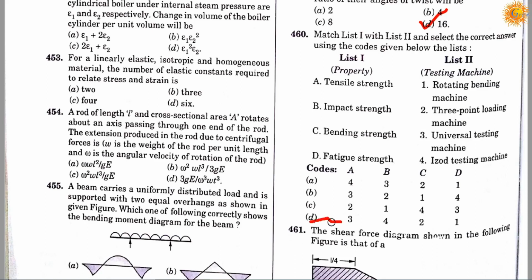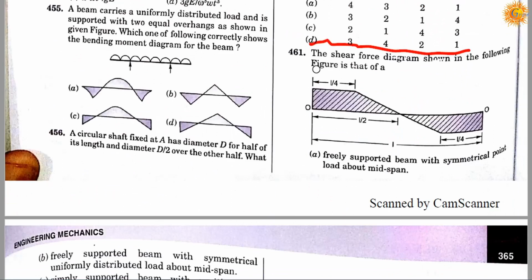So according to this, tensile strength we can calculate from the universal testing machine. Impact strength we can calculate by, it means B is connected to the fourth, this means Izod testing machine, and bending strength we can calculate by the 3-point loading machine, and fatigue strength finally we can calculate by rotating bending machine.